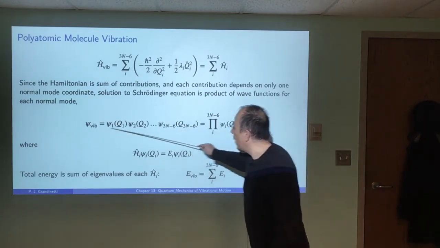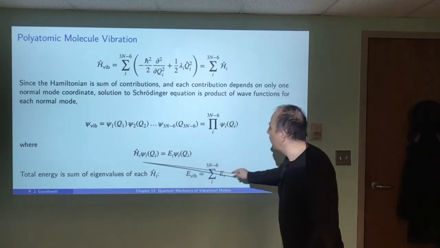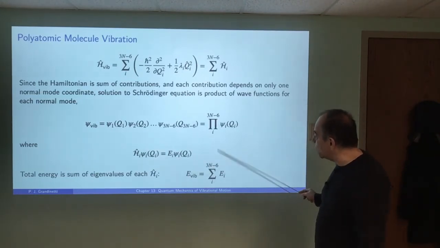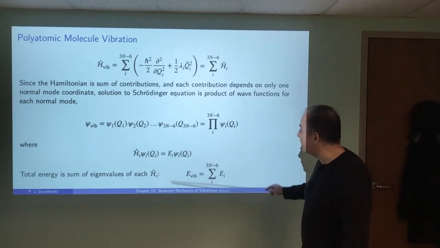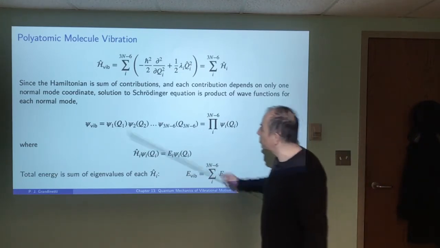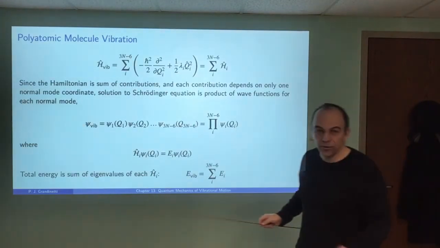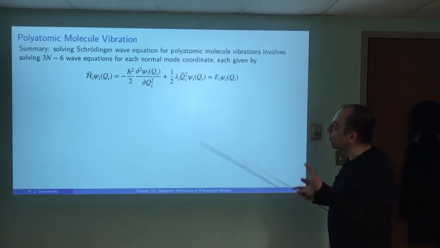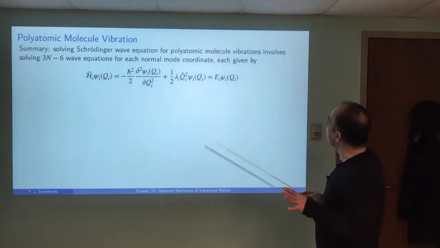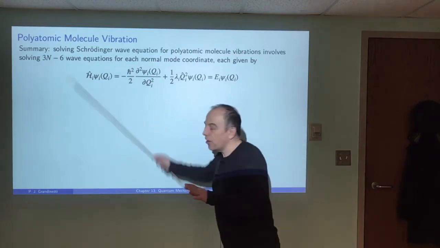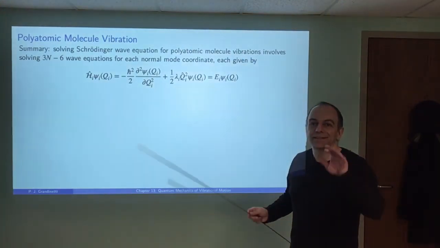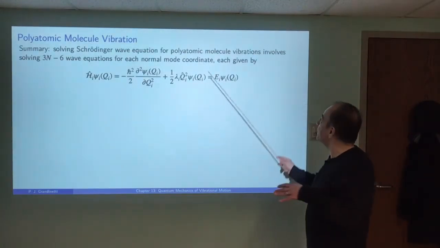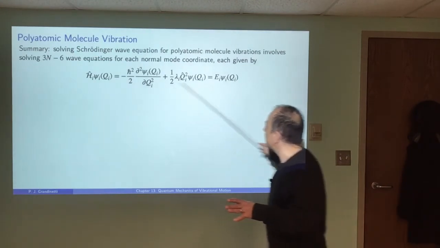So that's what the total wave function looks like, and what we're solving for now is all the individual problems. Once we have all of those solved, we can take all of their individual energies, add them up, and we'll get the total energy, which is associated with our total Hamiltonian. All right. So just to summarize again, we're going to solve the Schrodinger equation for a polyatomic molecule, and it's going to involve solving 3n minus 6 Schrodinger equations or wave equations for each of the normal mode coordinates. Each one will be given by this expression here.